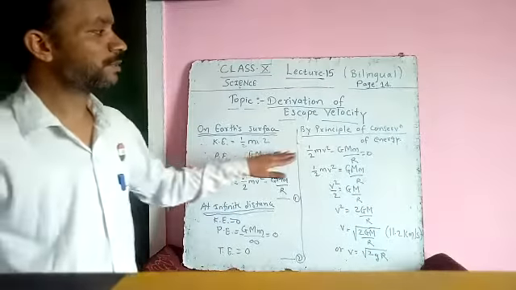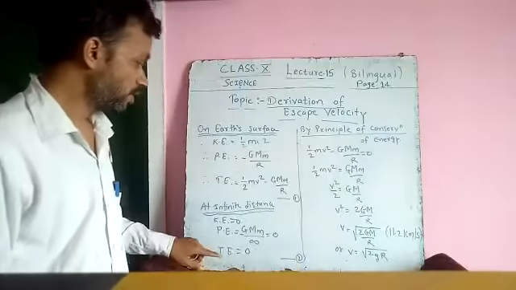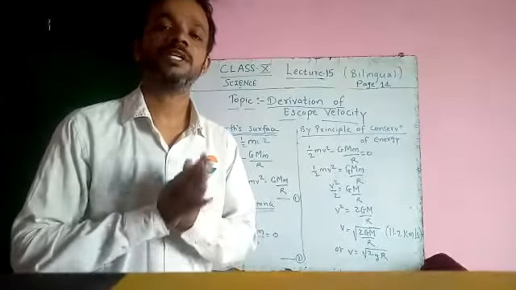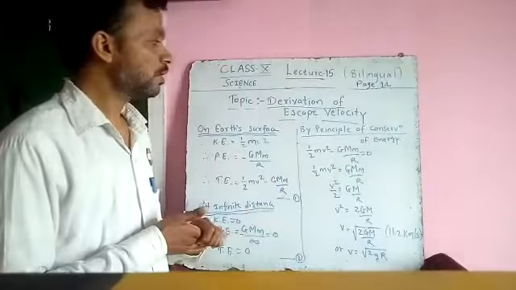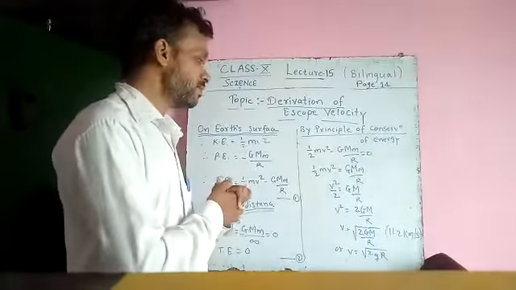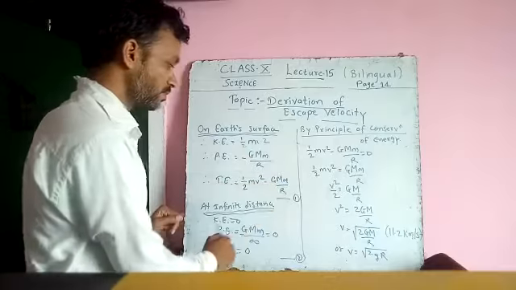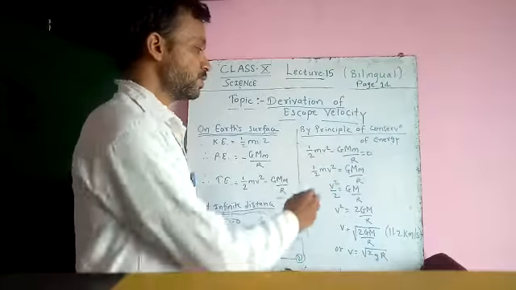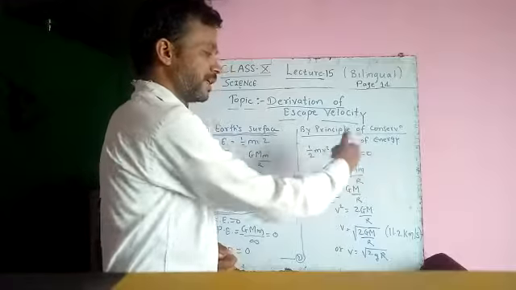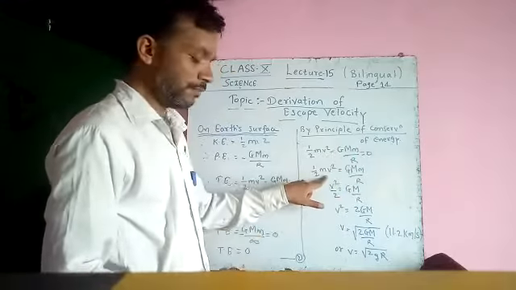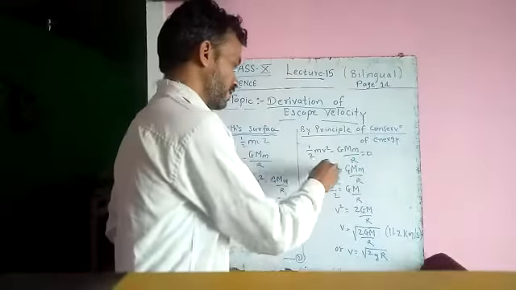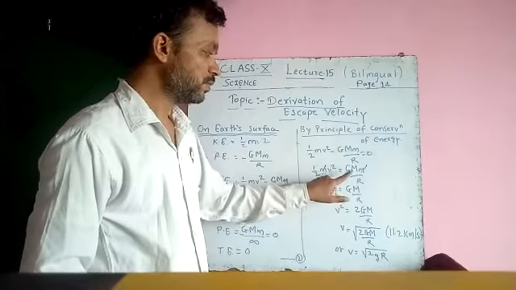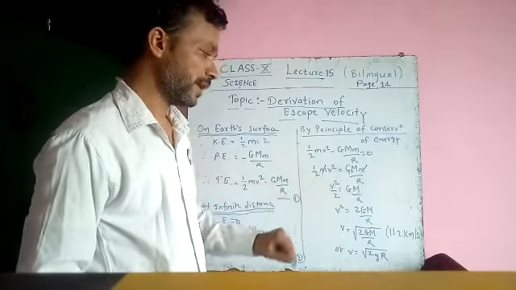By the principle of conservation of energy, these two energies are equal because the total energy remains constant. So on the basis of this principle, equation 1 equals 0. This term is shifted to the other side, and m gets cancelled on both sides. We remain with v square upon 2 equals GM upon r.